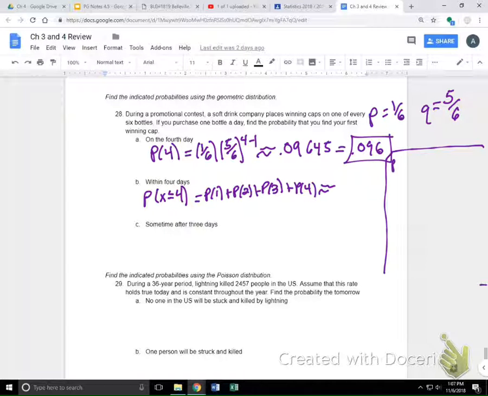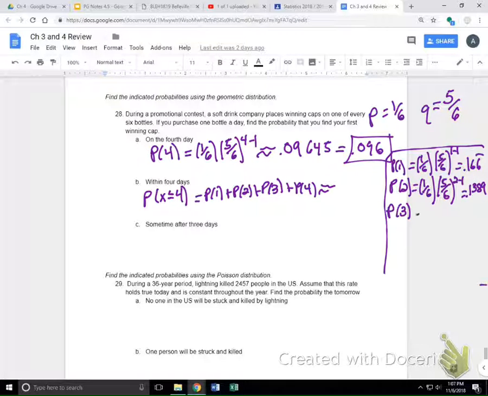So I have P of 1 equals 1/6, 5/6 to the 1 minus 1, which equals 0.166. Over here we have P of 2. Again, we only want our first success to be on the second day. So that's what this one's asking. So we have 5/6 to the 2 minus 1, which is equal to 0.1389. And the probability of 3 equals 1/6 times 5/6.